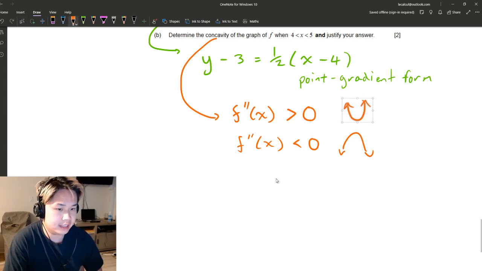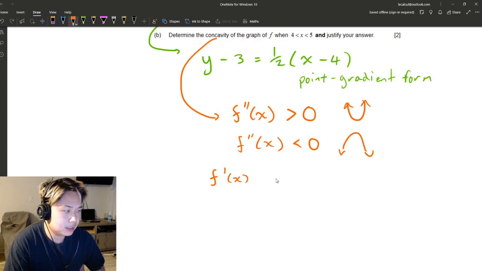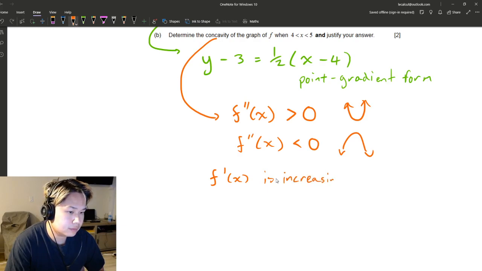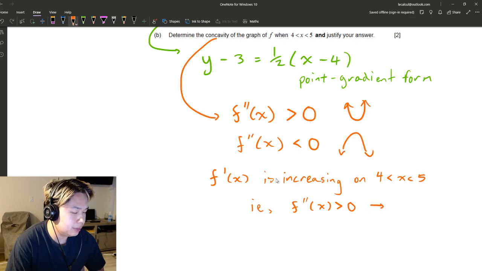So your justification is something like this. The derivative is increasing on 4 to 5, which basically means the second derivative is positive. So we are concave up.